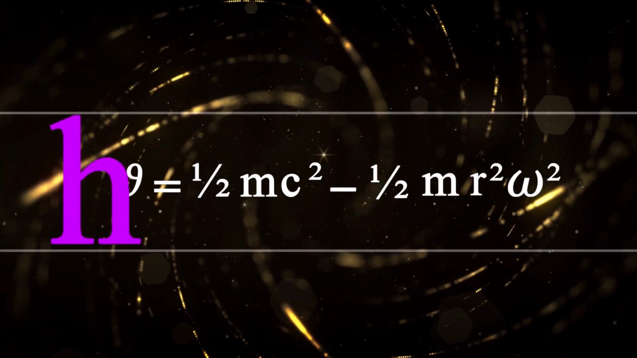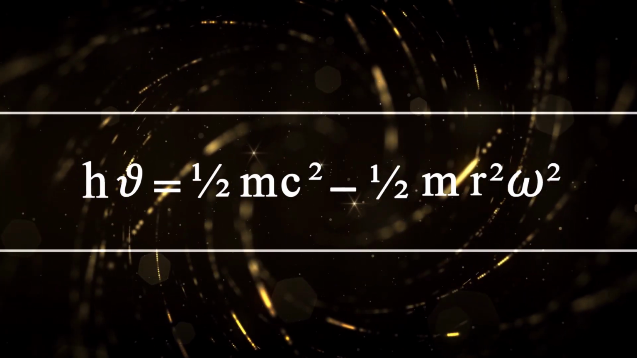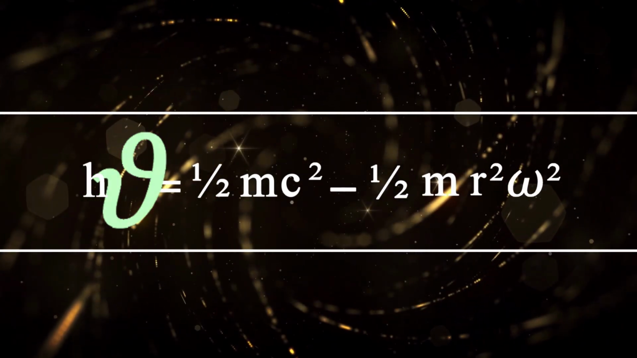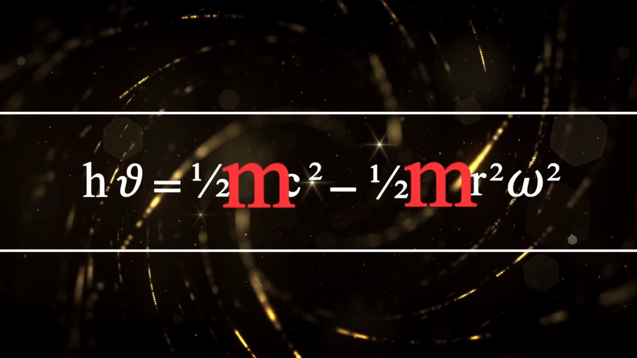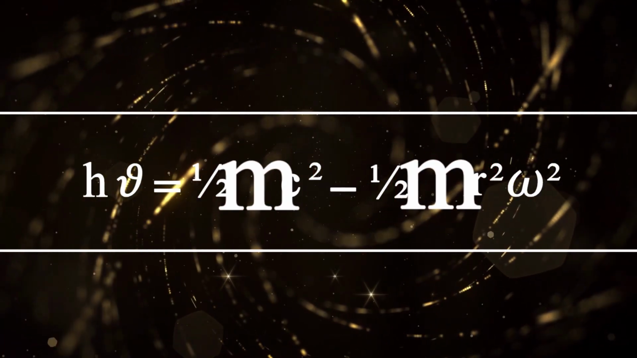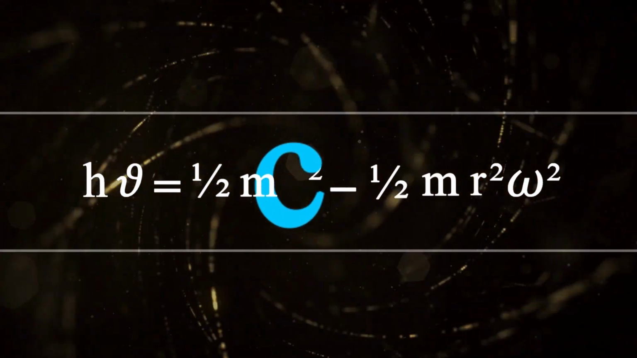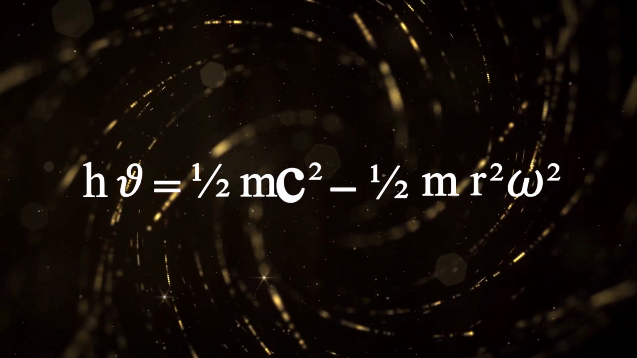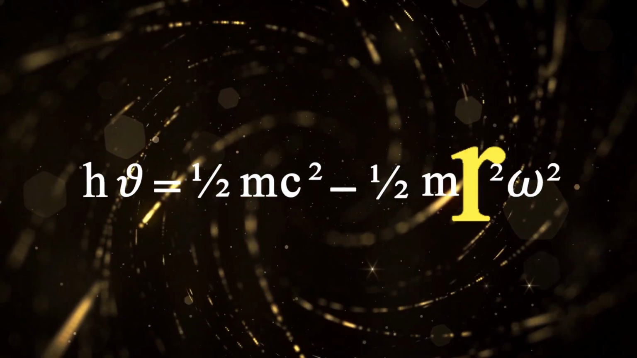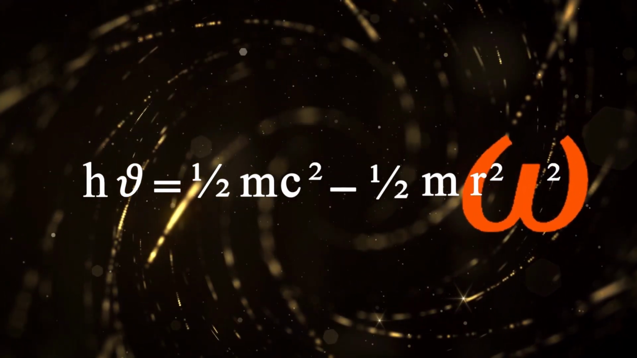h is Planck constant. Mu is frequency, where m is the photon mass. c is the linear speed of the photon. R is the gyro radius. And omega is the angular velocity.